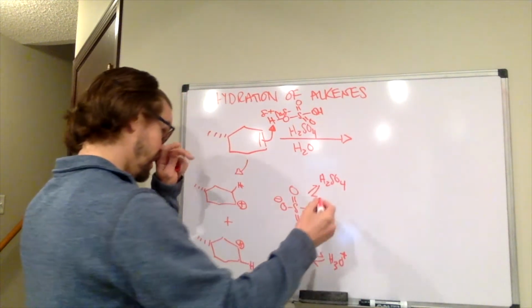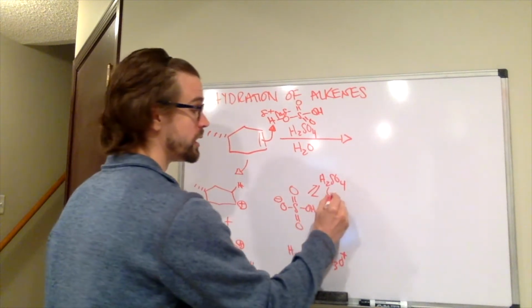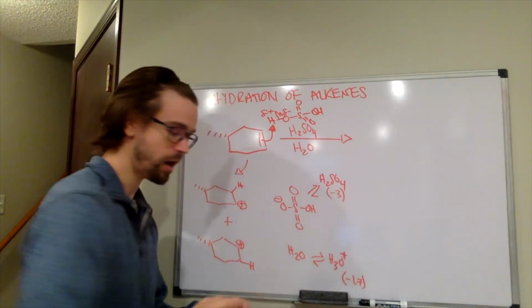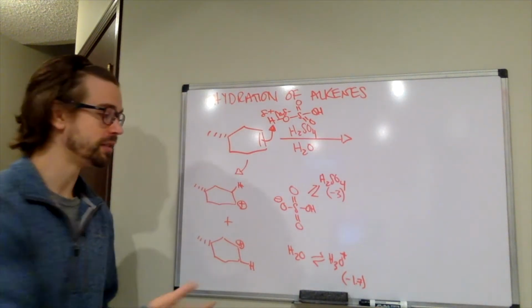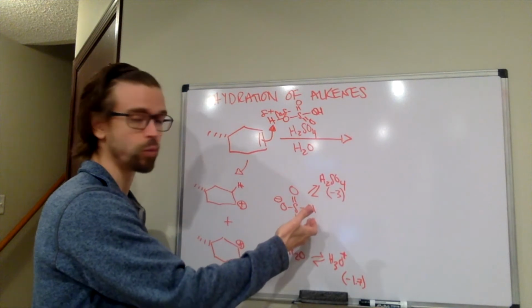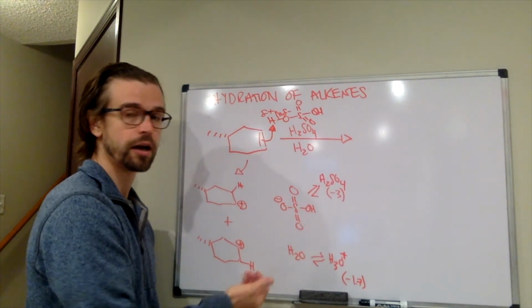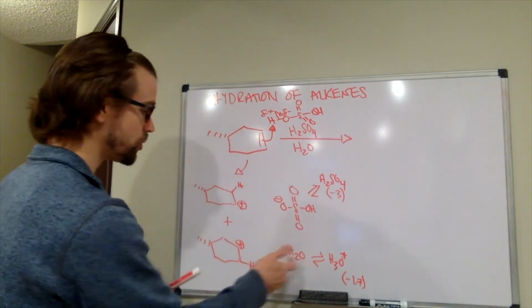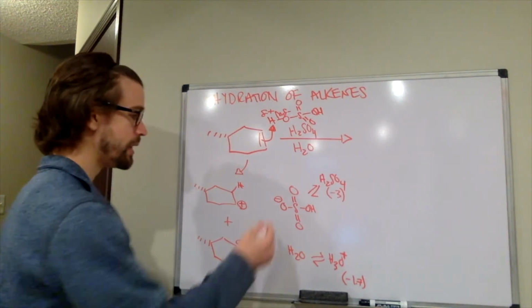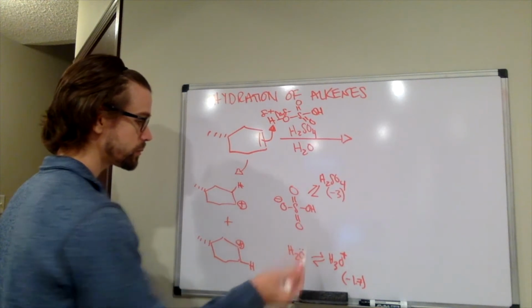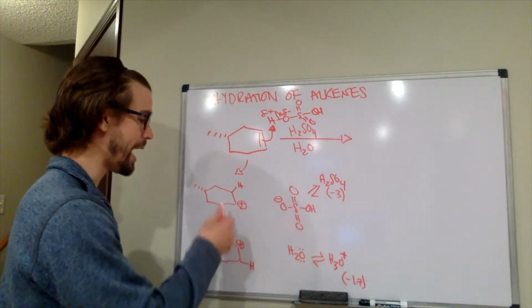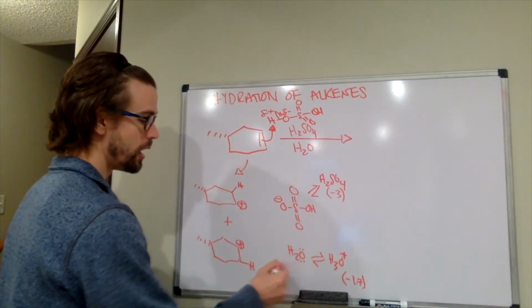So what are the pKa's of these? The pKa of H2SO4 is -3. The pKa of H3O plus is -1.7. So if this is the stronger acid, that means this is the weaker base, weaker nucleophile. So this is the stronger nucleophile. H2O is a stronger nucleophile, a stronger base than this anion here. So the stronger nucleophile, stronger base is going to be what adds to our positive charge.